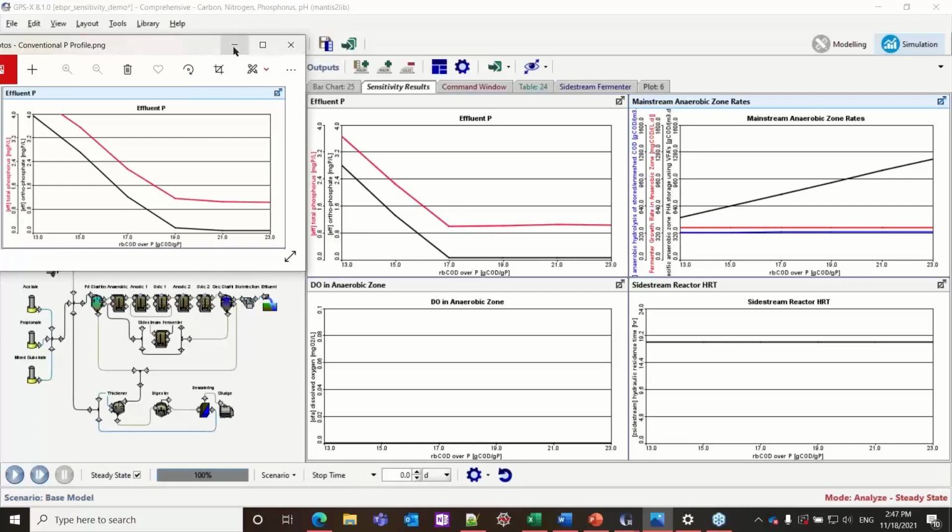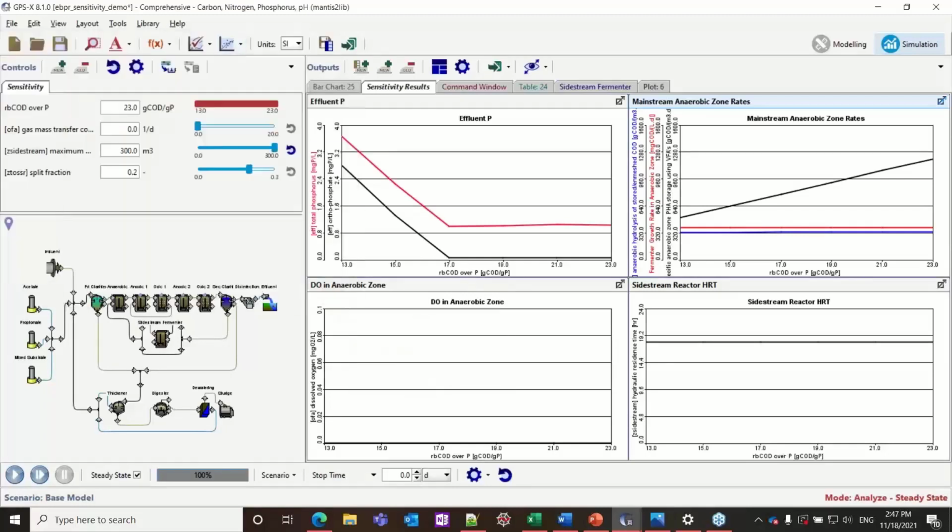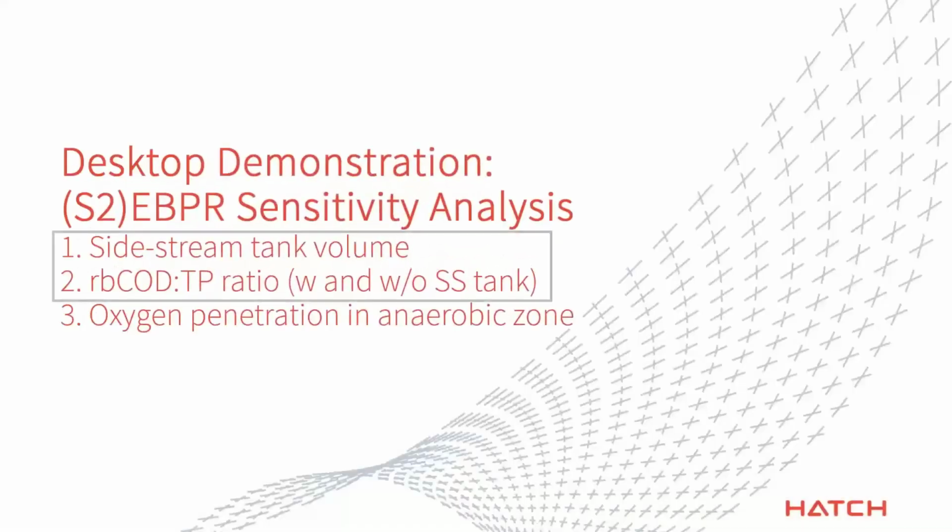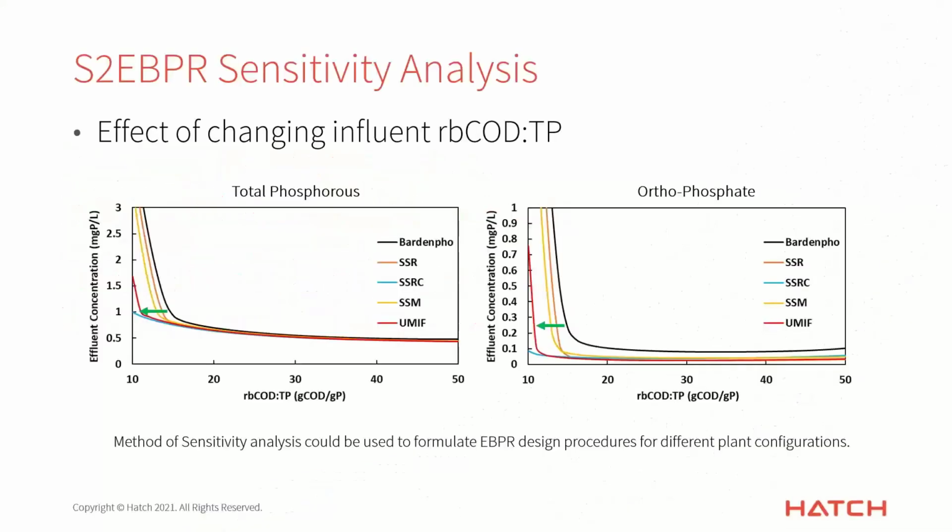So now I'm just going to briefly jump back to the slides to show the results of a sensitivity analysis that kind of ties into the one I just showed. So here I just ran basically a similar analysis to the one I just showed in GPS-X using the 5 layouts from before, from that previous example that I had showed where I compared it to the WRF report. So just those 4 S2 EBPR layouts and the Bardenpho process.